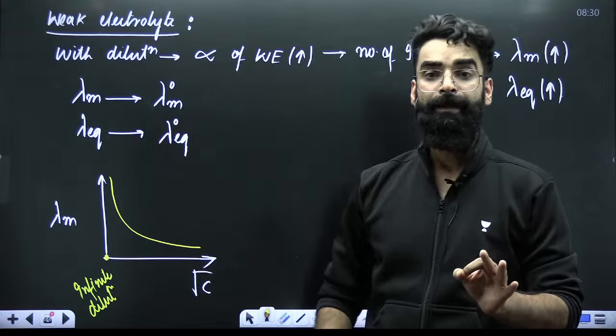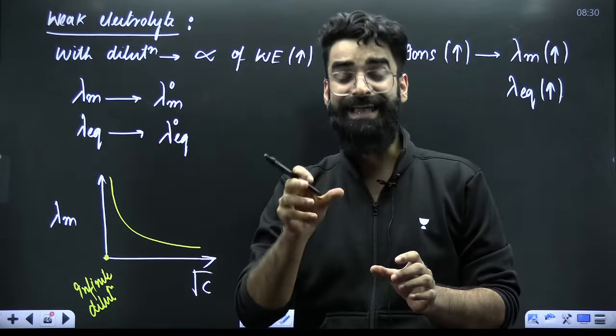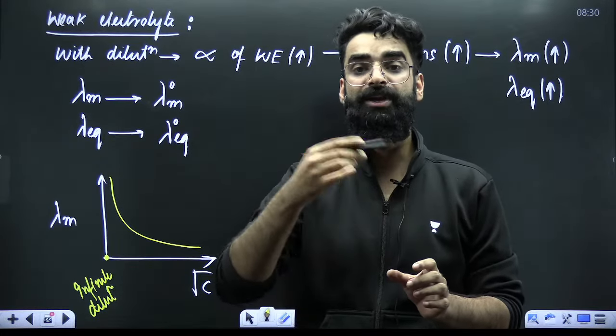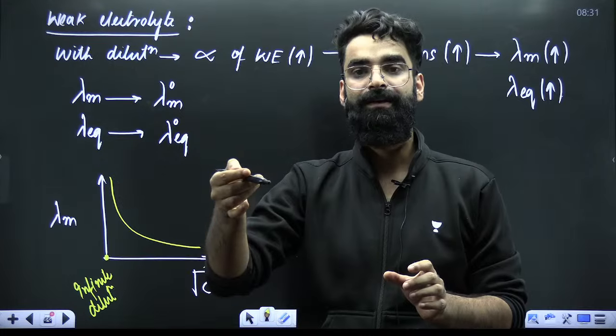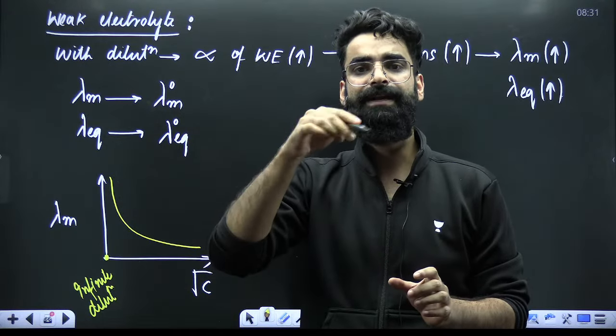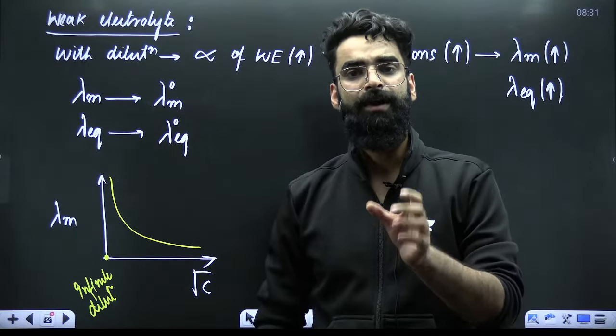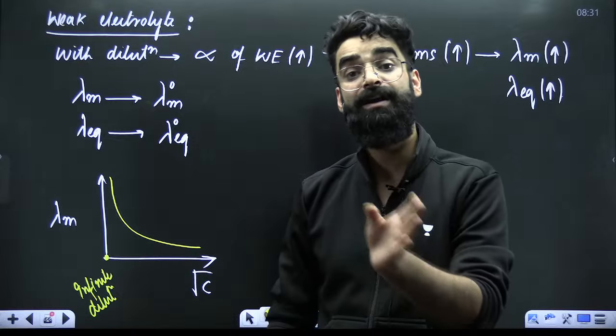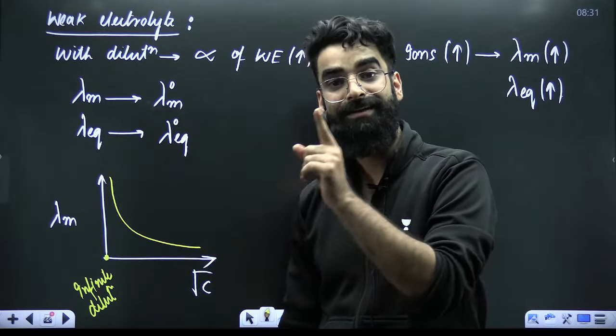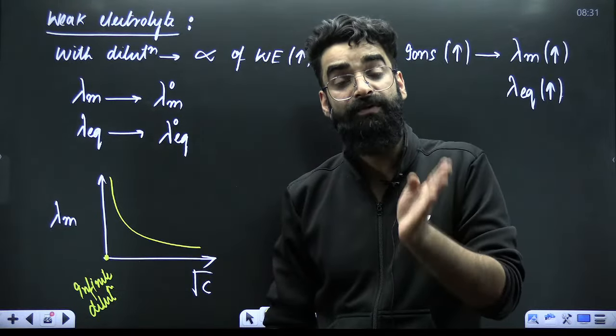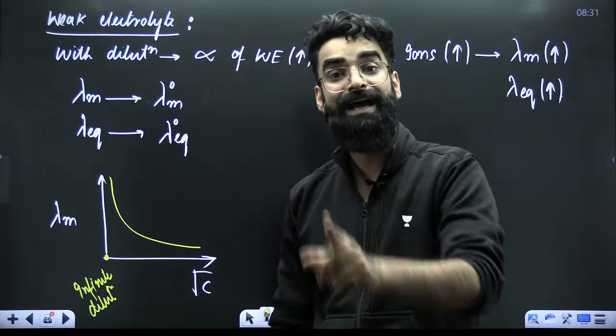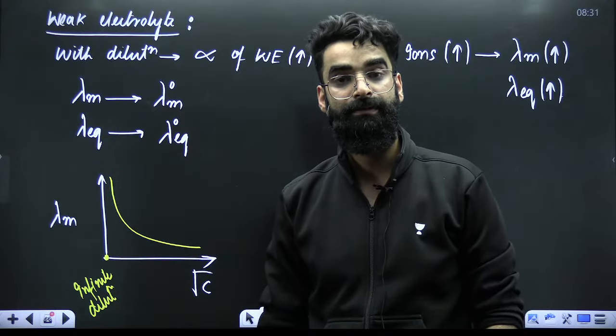Since I told you that with dilution the degree of dissociation keeps on increasing, if you continuously keep on doing the dilution, can I say there will be a time when the weak electrolyte would have got 100% ionized? And that point, when the weak electrolyte would have got 100% ionized, that dilution I call infinite dilution, right?